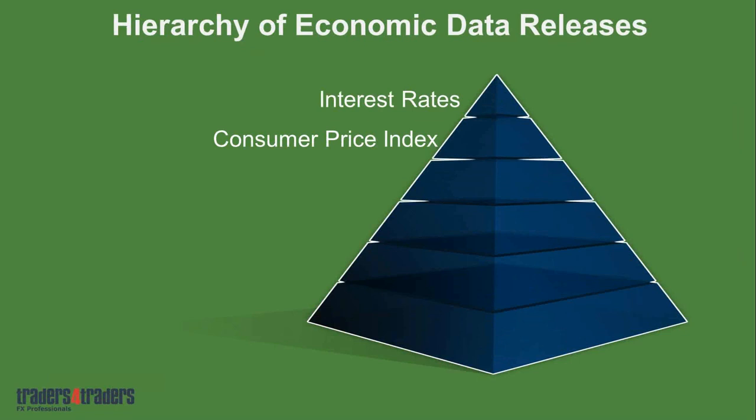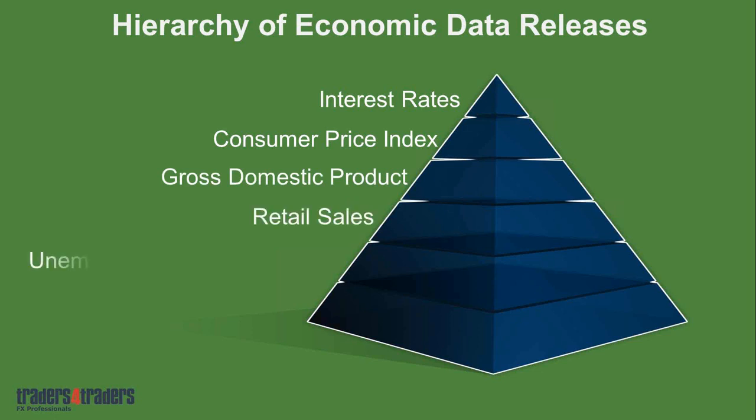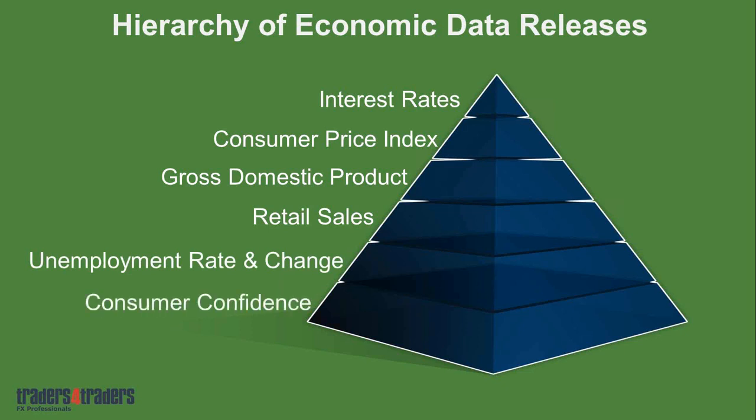The GDP number is the overall health check of the economies. This is a major release that you always need to be paying attention to. Then it comes back into the core numbers: retail sales, the unemployment rate and change, and then at the bottom of the list I have consumer confidence. But that could be interchanged with the number of releases specific to each separate economy.